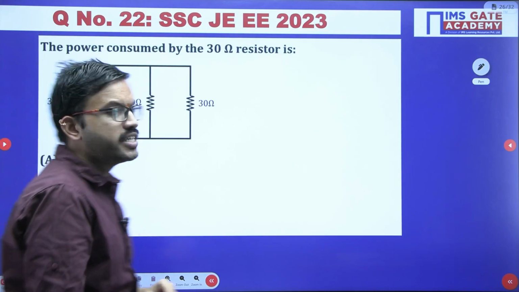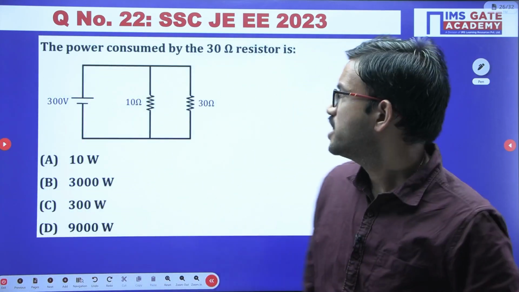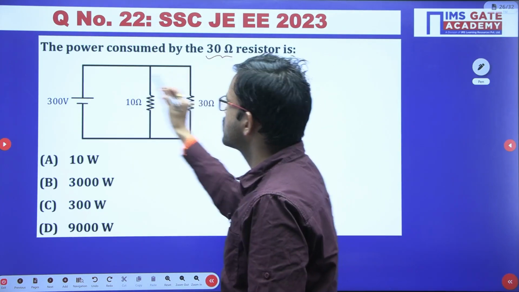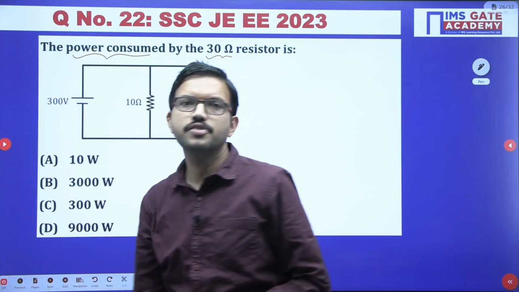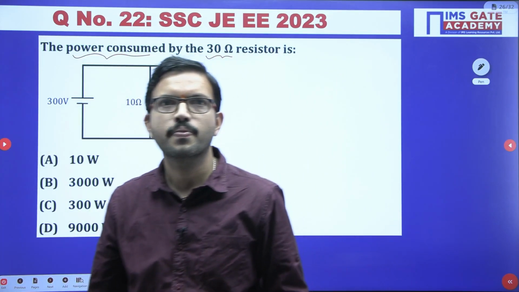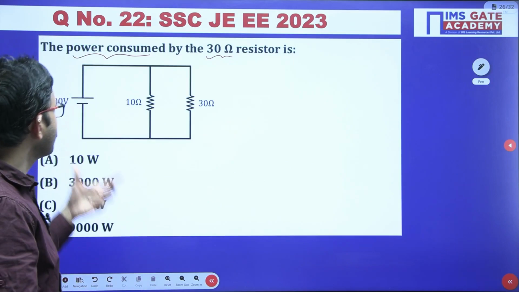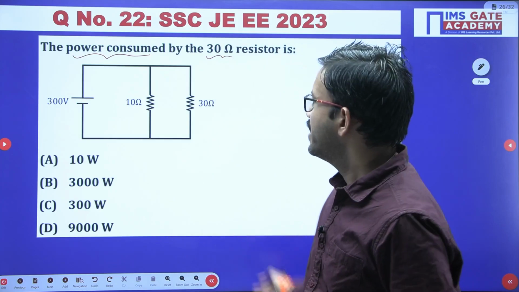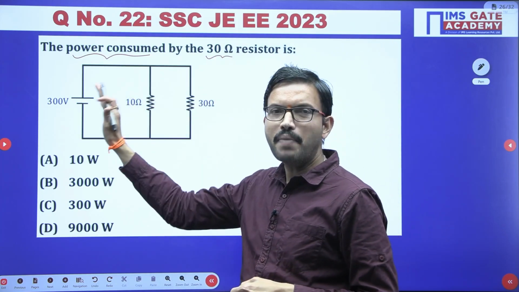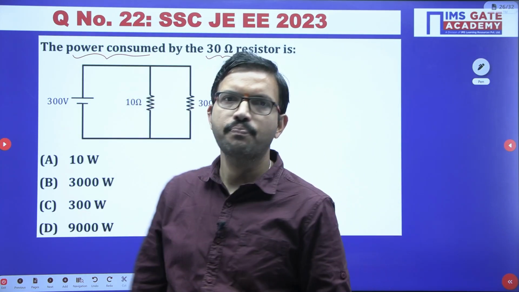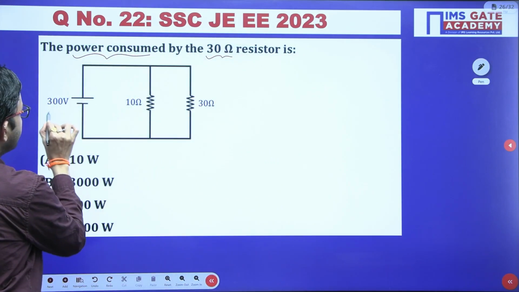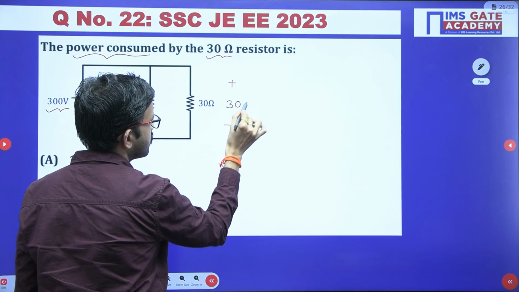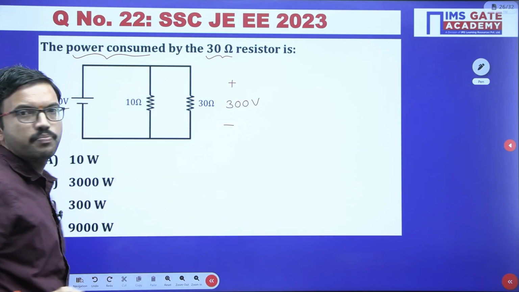Yeah, all of you give it a try. In this question, you have to calculate the power consumed by 30 ohm resistor. So what is your first observation when you look at the circuit diagram? Here all the elements are connected in parallel. In parallel, definitely voltage will be same, right? So here what is the supply voltage there? The same voltage you are having here also, because all the elements are connected in parallel.